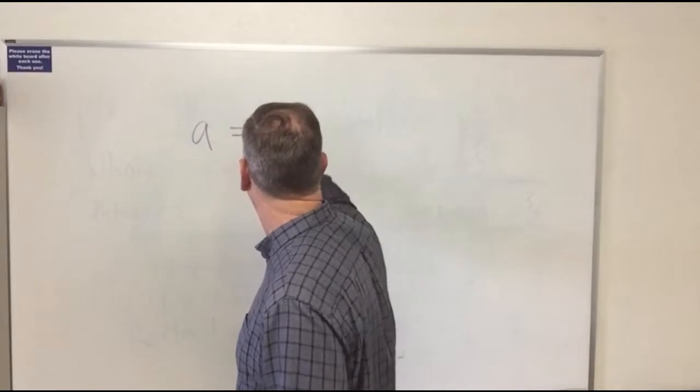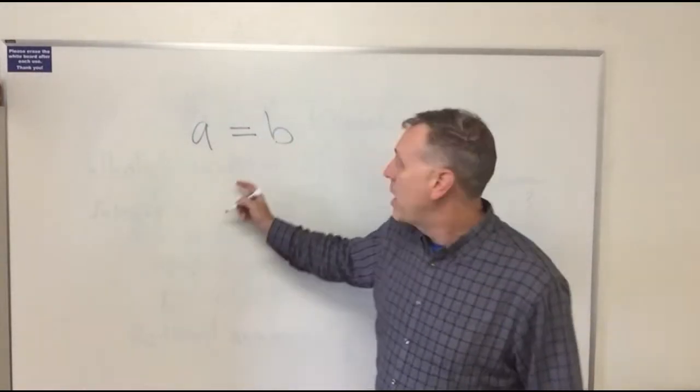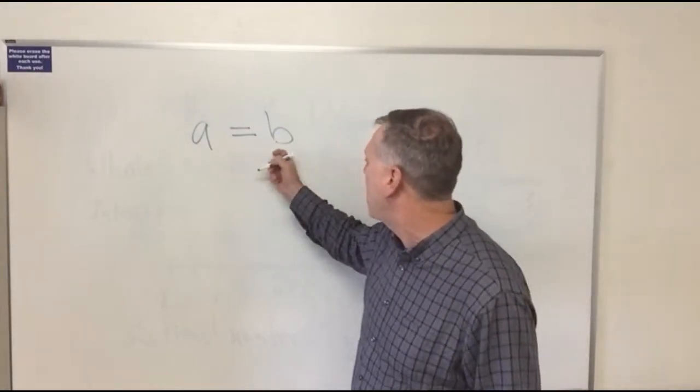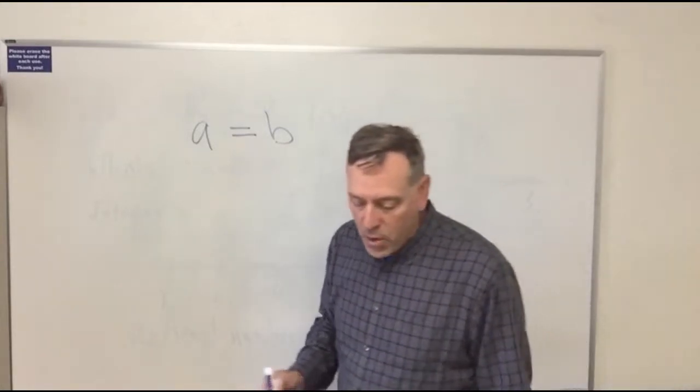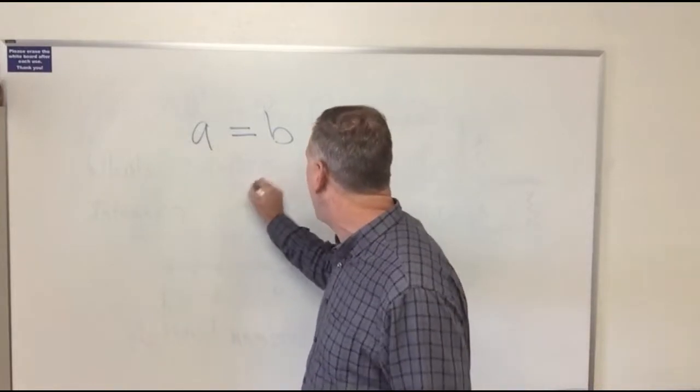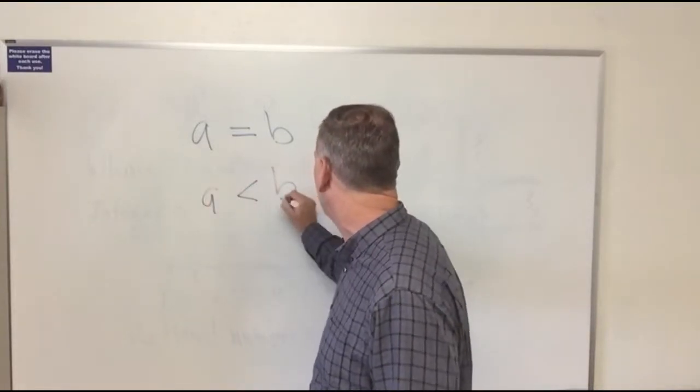A is equal to B. So that's a sentence with a subject and an object and an equal sign functioning as a verb. A equals B. We also will see times when A is less than B.